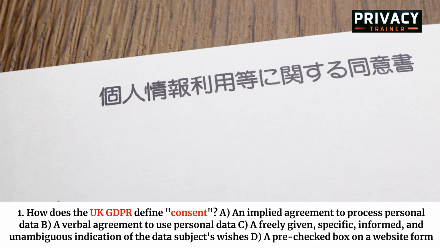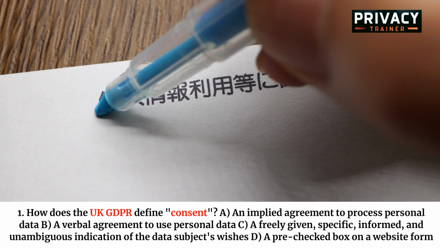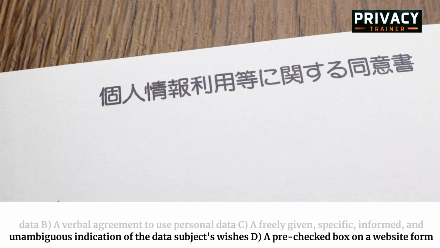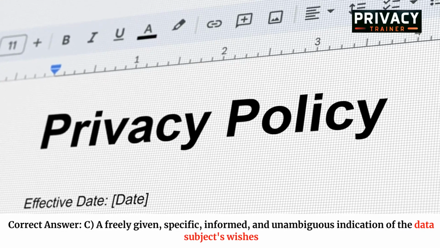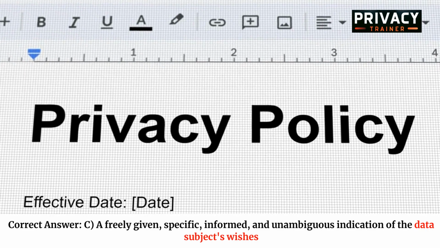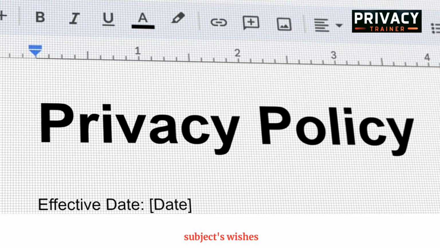1. How does the UK GDPR define consent? A. An implied agreement to process personal data. B. A verbal agreement to use personal data. C. A freely given, specific, informed, and unambiguous indication of the data subject's wishes. D. A pre-checked box on a website form. Correct answer: C. A freely given, specific, informed, and unambiguous indication of the data subject's wishes.